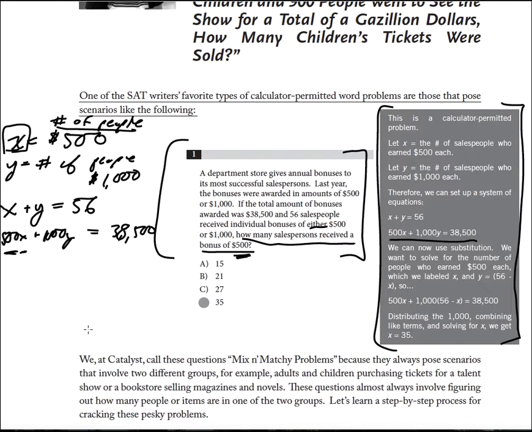I could have made up any variable. I could have said n or p, whatever I wanted. I just chose x, right? So that means that y equals 500 minus x. Or I'm sorry, I made an error here. Disregard that. Since x plus y equals 56, then x equals 56 minus y, which it says here, right? So therefore, I can plug in 56 minus y whenever there's an x, right?